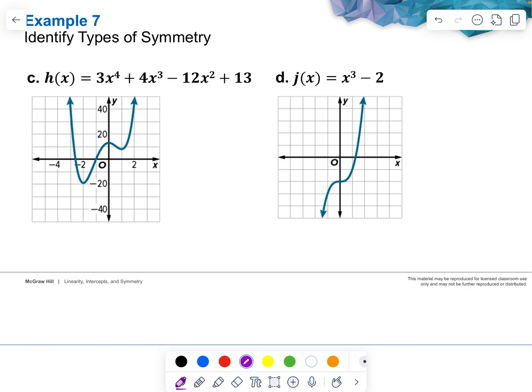So on example C, I don't think there's a point anywhere on this that I could rotate 180 degrees and get the same graph. And I also don't think there's any kind of vertical line that when I would fold, I would get a mirror image. So I would say that C has no symmetry.